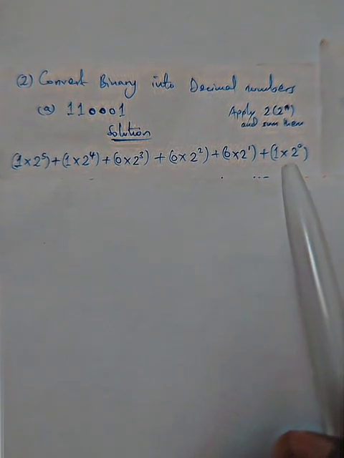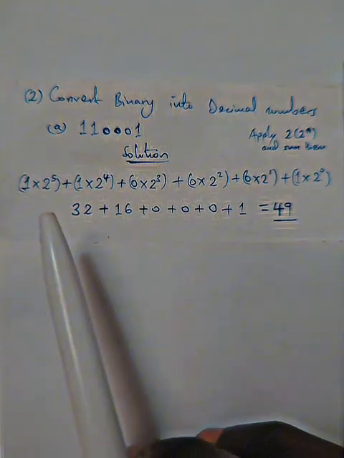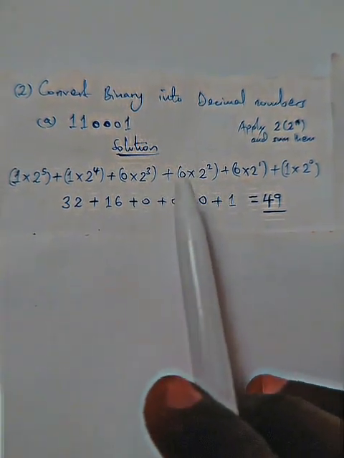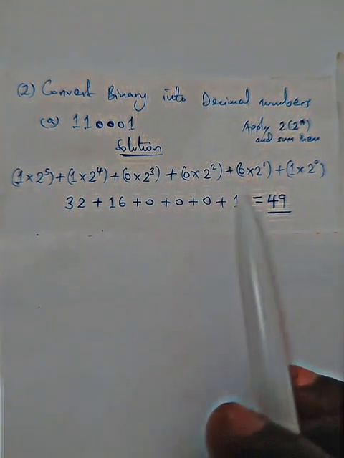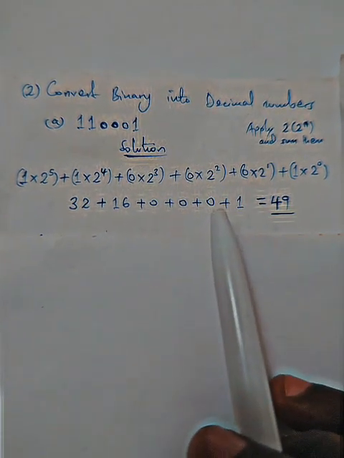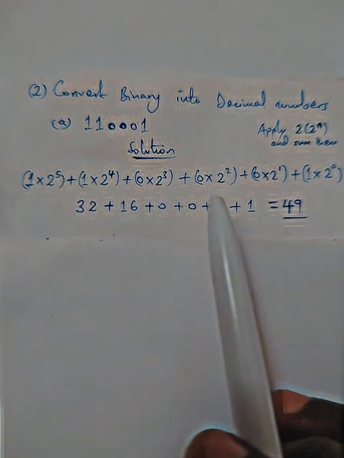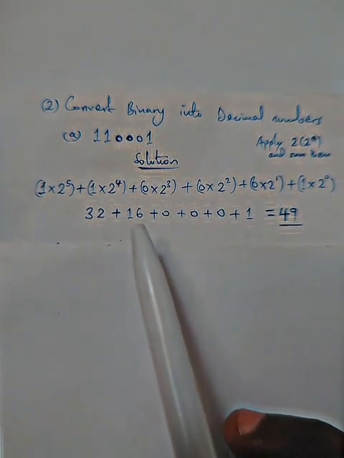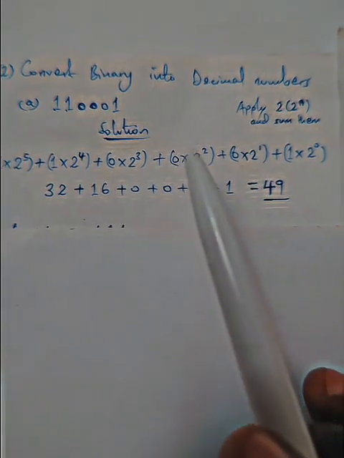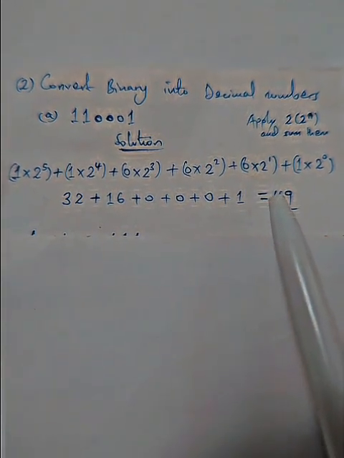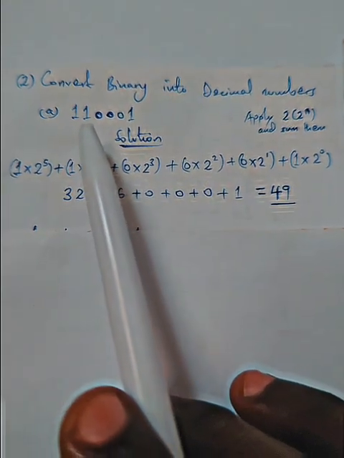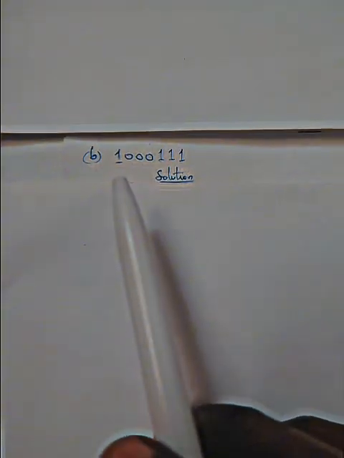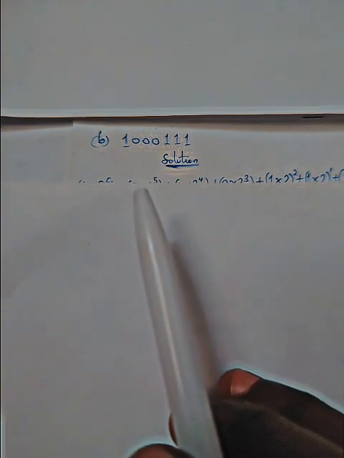2 power 0. So those powers lead to 32, 16, 0, 0, 0, and 1. Those lead to 0 because 0 times a certain number is 0. Therefore, adding 32 plus 16 plus 1 leads to 49. Therefore, 49 is the decimal number for this binary number being shown here.